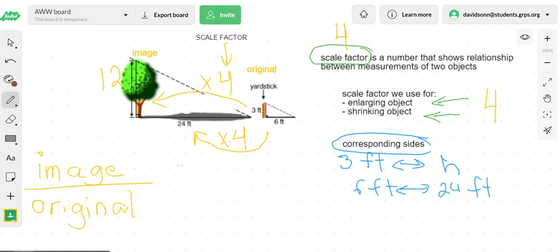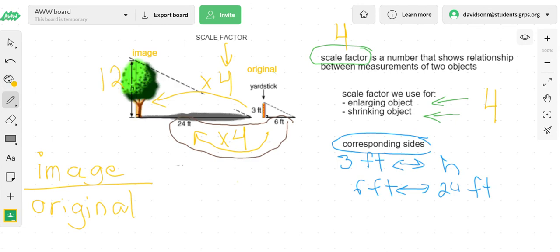One way to find the scale factor is to use a fact family. Think of this: 6 times 4 is 24, or 24 divided by 4 is 6, or 24 divided by 6 is 4. That's a fact family. That's one way to find a scale factor: find a missing factor.